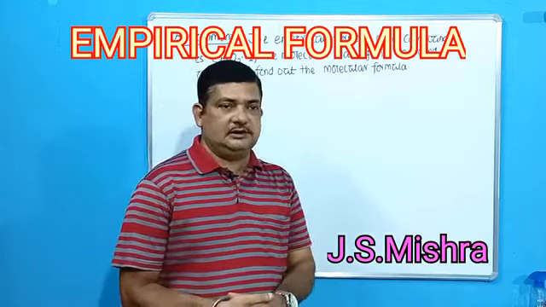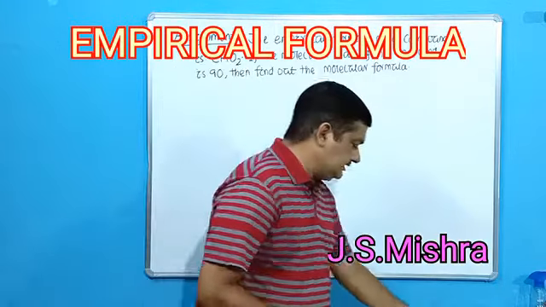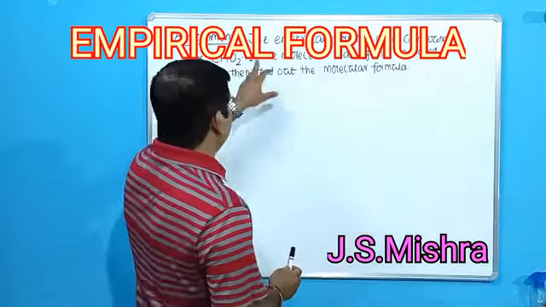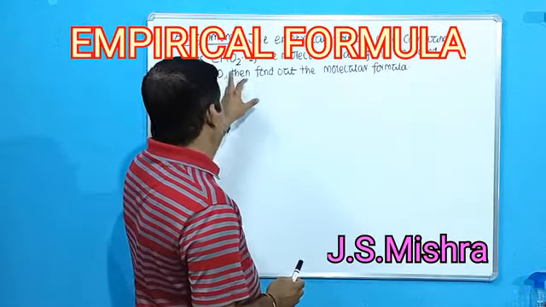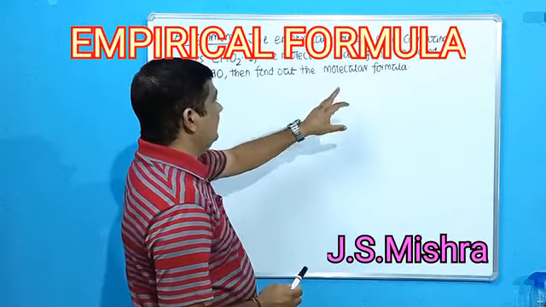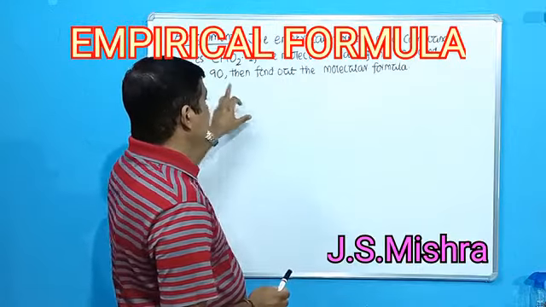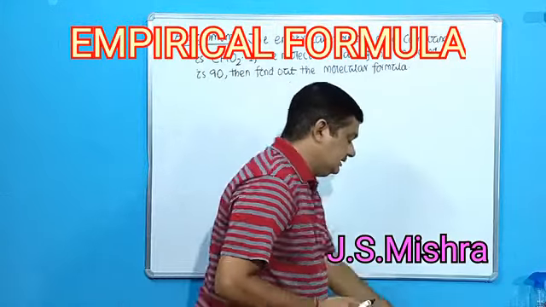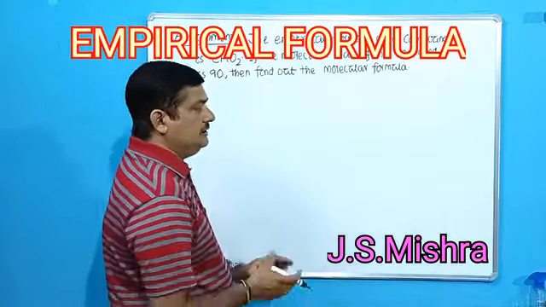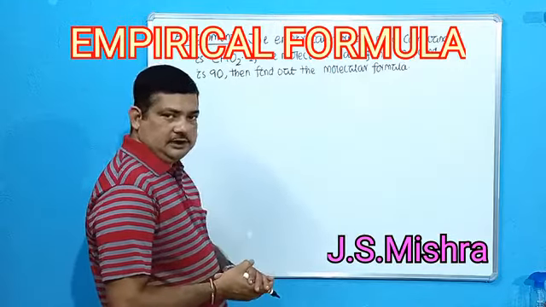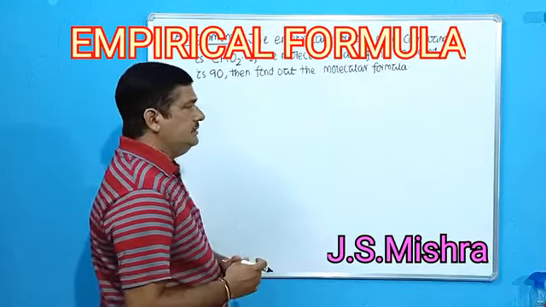I gave you an assignment: the empirical formula of a compound is CHO2. The molecular mass of the compound is 90. Then what will be the molecular formula? Most of you have solved it and sent it to me, which is correct. So for the remaining, I am solving it.